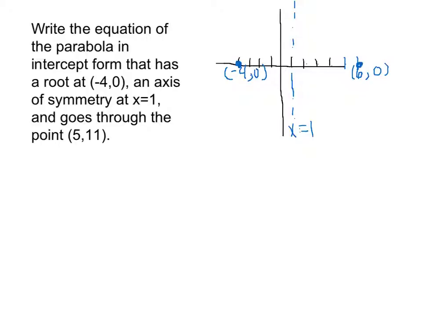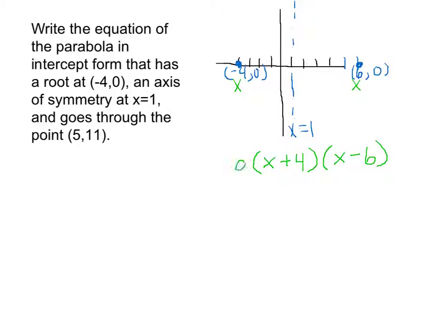Remember that intercept form and factored form are the same. So our first root, if x is -4, if I add 4 to -4, I would have a factor equaling 0. So x plus 4 is your first factor. What would your next factor be? If you have a 6 and you subtract 6, then your factor would equal 0.